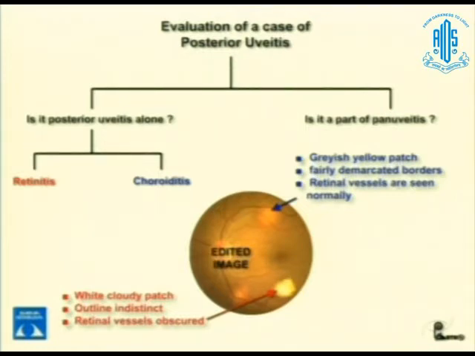The borders are fairly demarcated, and the retinal vessels, if you see in choroiditis cases, can be seen normally. Whereas in case of retinitis, the retinal vessels are obscured. The outline is somewhat indistinct and generally whitish in color.